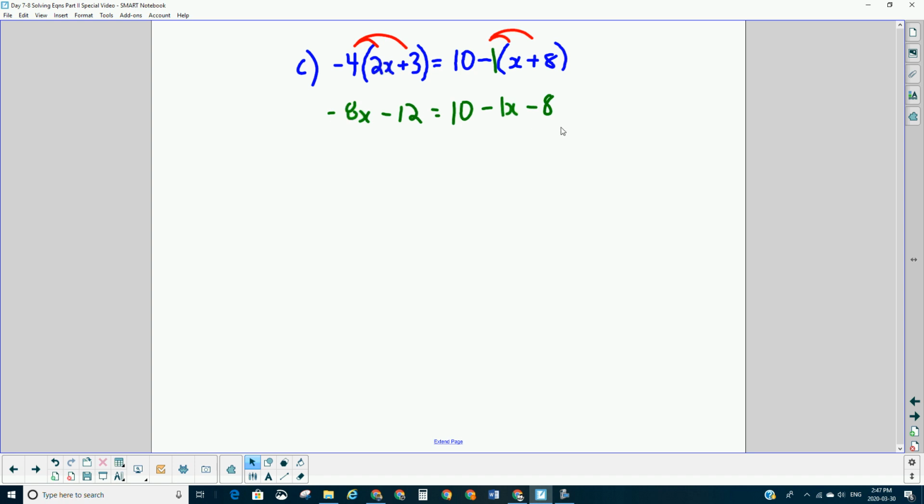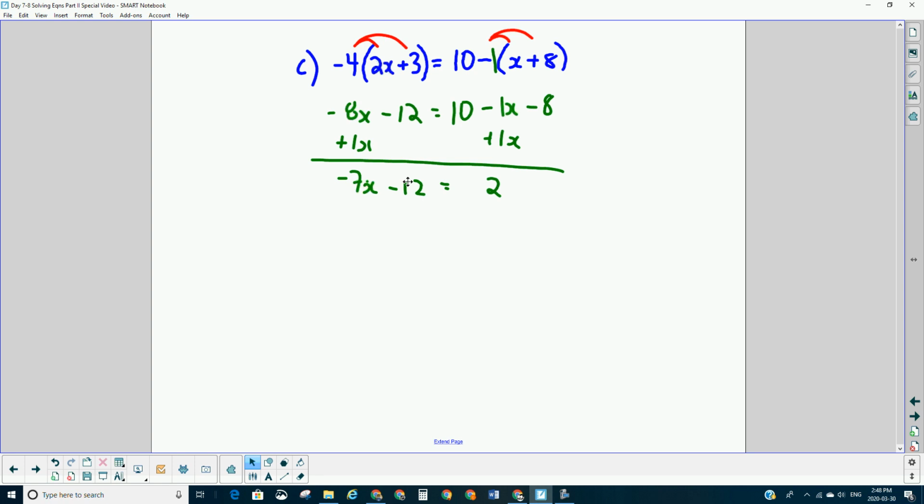Now we've got lots of letters and numbers on either side, so we want letters on one side, numbers on the other side. I think the easiest thing will be to add 1x to both sides. So the letters will all be over here. Negative 8 is pretty cold, but if I'm going to add 1, it gets me 1 warmer at negative 7. And the minus 12 stays the same. And then here I've got a 10 minus 8. So 10 minus 8 can simplify to a 2. You could leave the 10 minus 8 and do that subtraction later, but I just see that 10 minus 8 is 2, so I've simplified it and collected those.